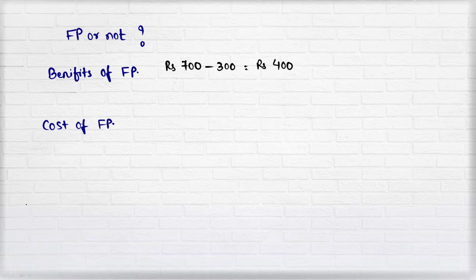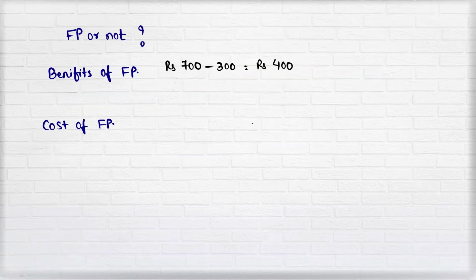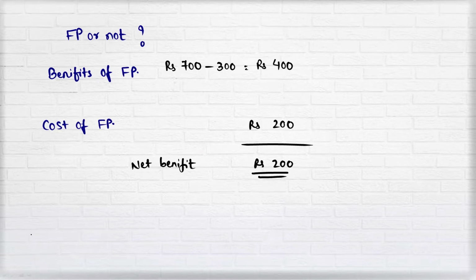There will be a cost. I'm not saying there will be zero cost. But if you further process, the same goods can be sold at 700 rupees instead of 300 rupees. So what is the benefit of further processing? 400 rupees. What is cost of further processing? Directly it is available. What is the cost of further processing? 200. What is net benefit of further processing? It is rupees 200. If you are an accountant, you should advise to the company that you should always further process product X.